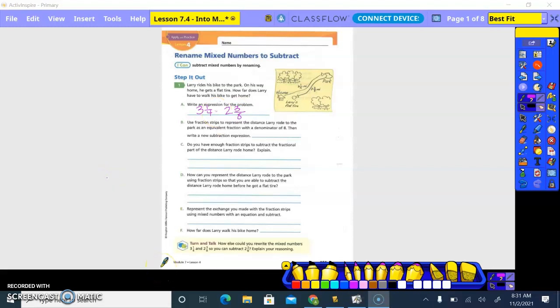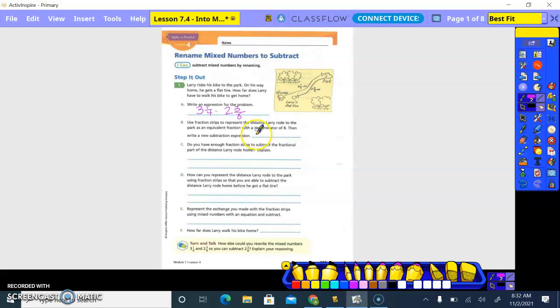Okay, so use fraction strips to represent the distance Larry rode to the park as an equivalent fraction with the denominator of 8. Then write a new subtraction expression. Okay, so basically we need to get a common denominator, right? Okay, so do we have to change the second one? No, we have to change the first one though.